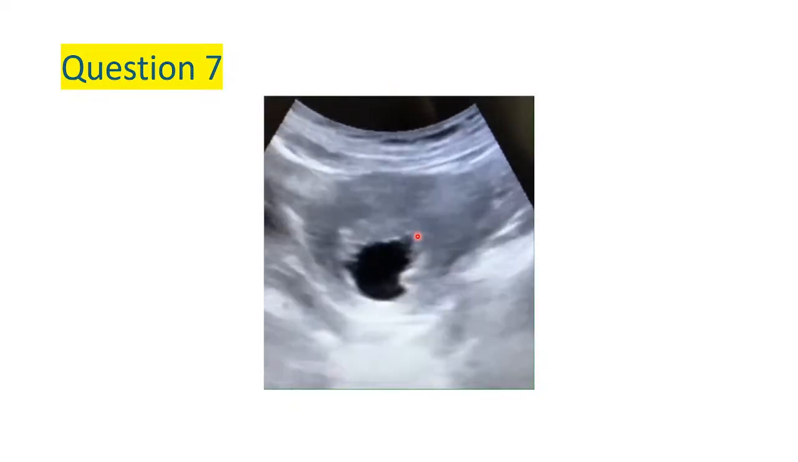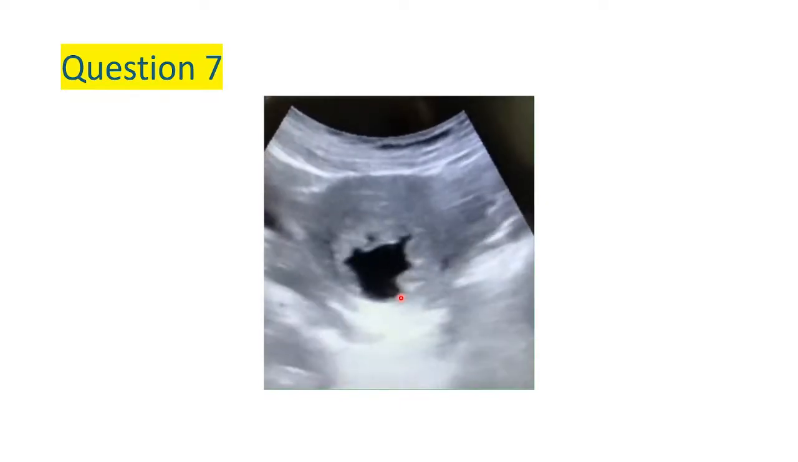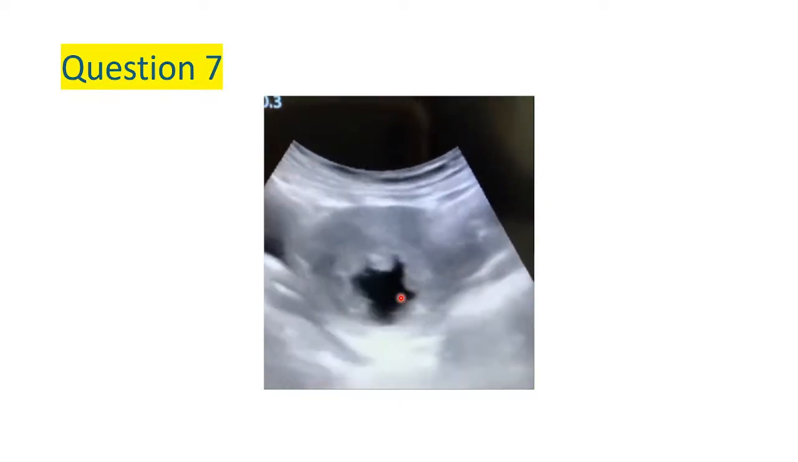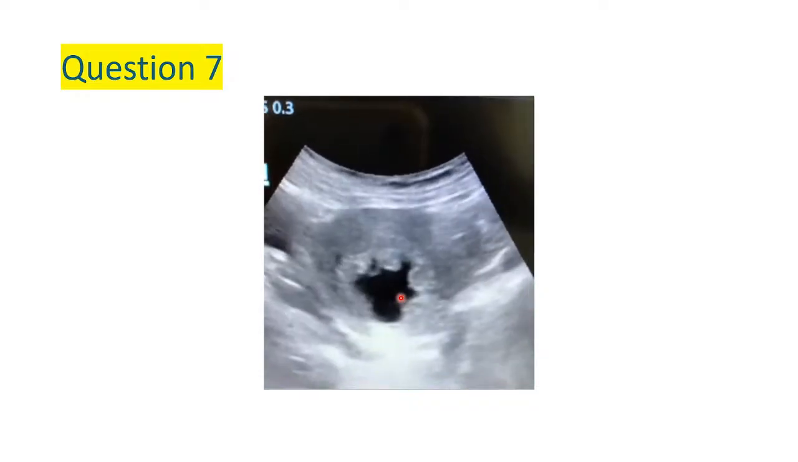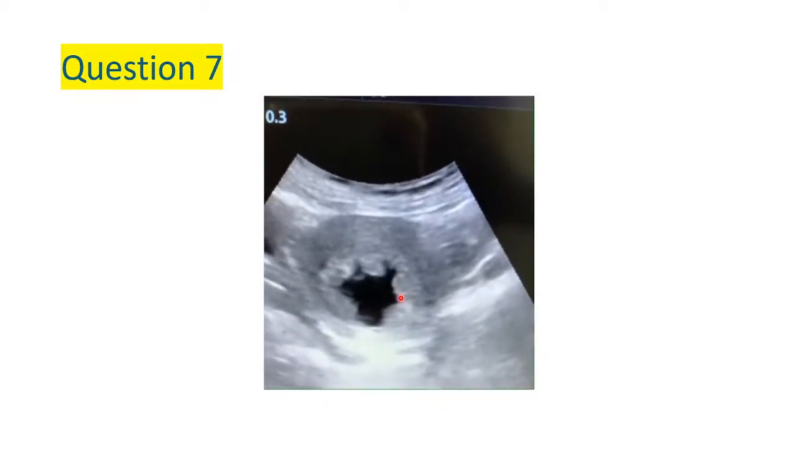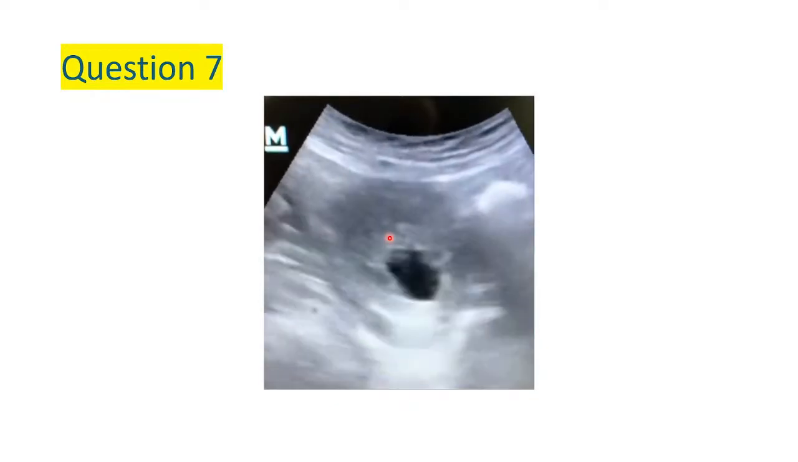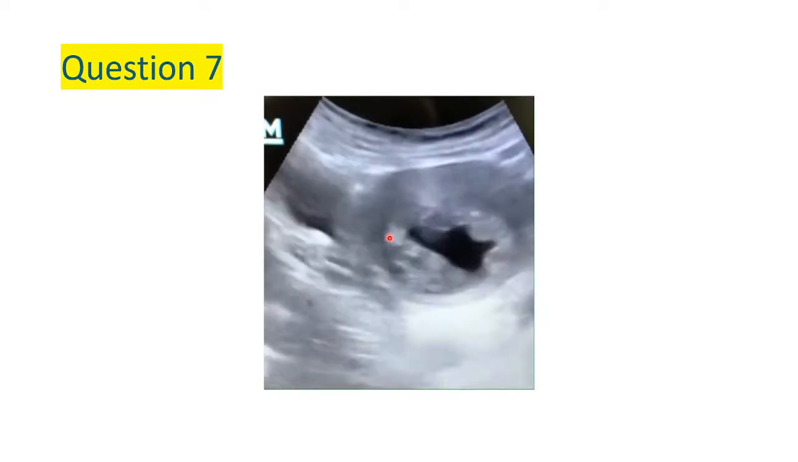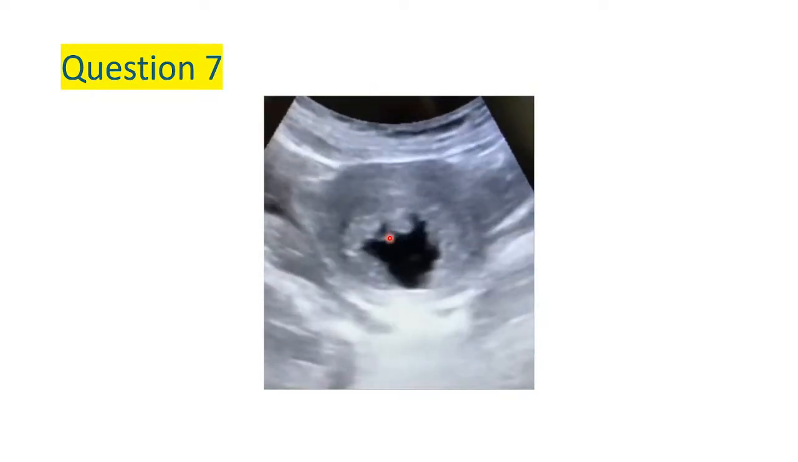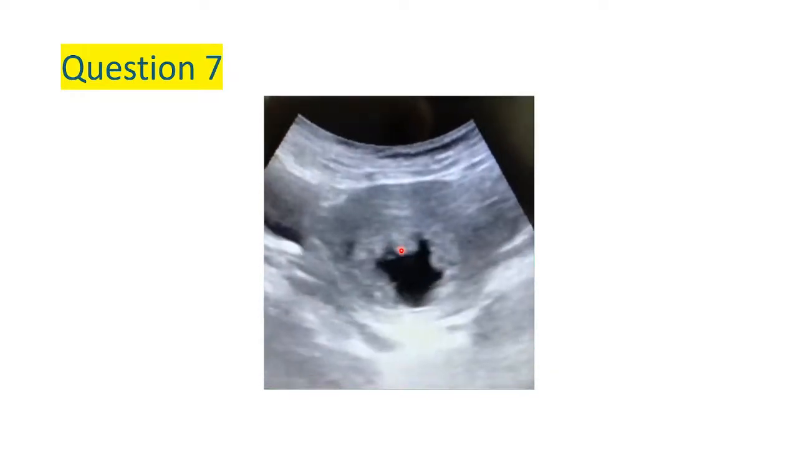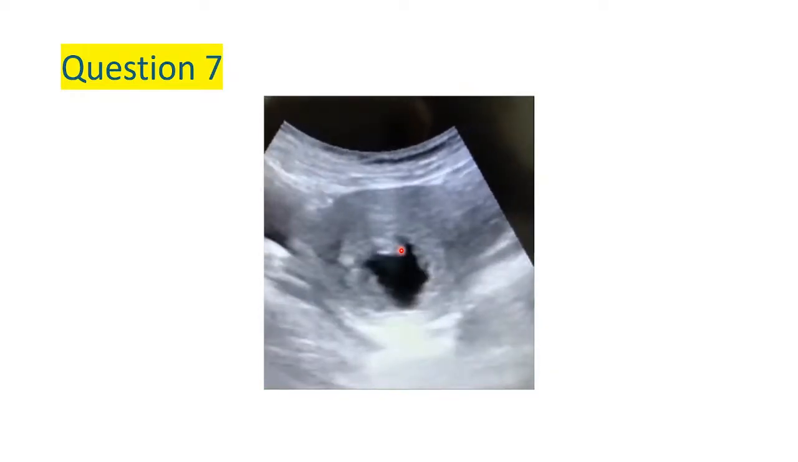If there's just anechoic free fluid like that, which you're seeing there, it is what we call hydrometria. So water inside the endometrial cavity is called hydrometria. If there's also an inflammatory process like endometriosis happening within the uterus, it causes a collection of free fluid in the endometrial cavity that we call hydrometria. So this is hydrometria.